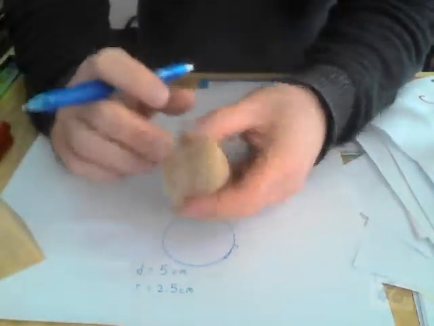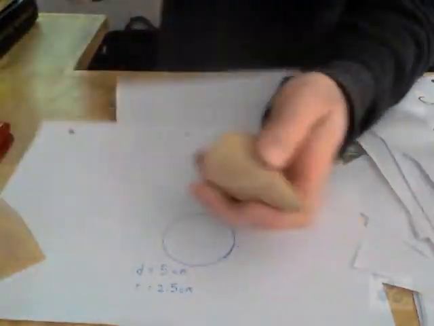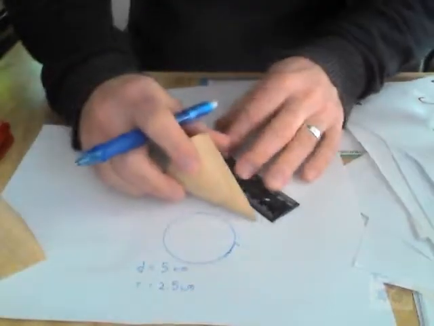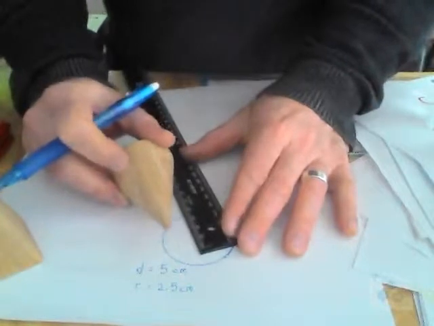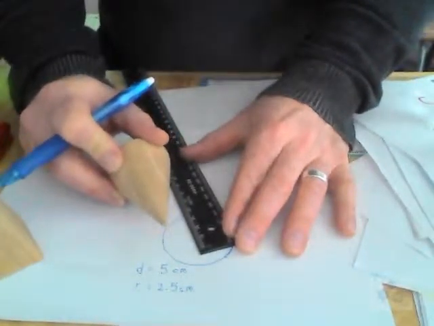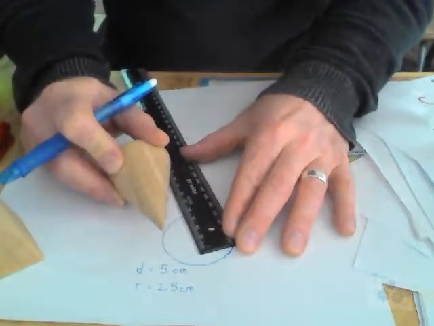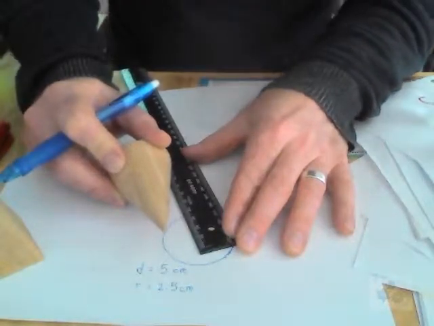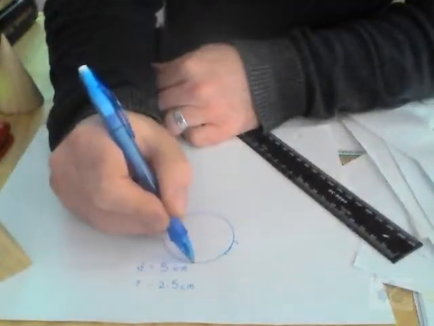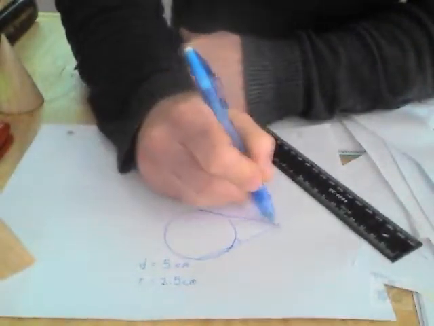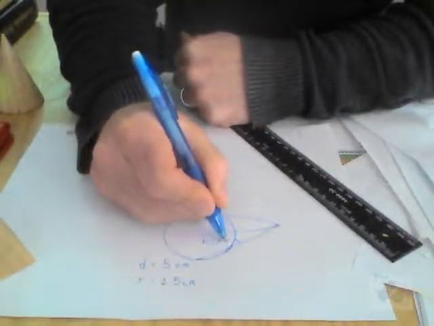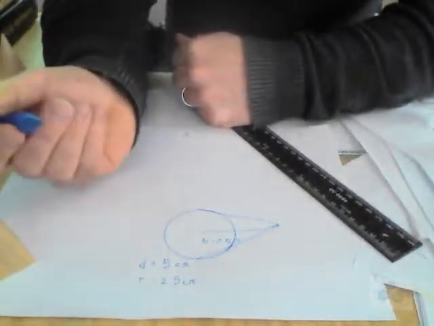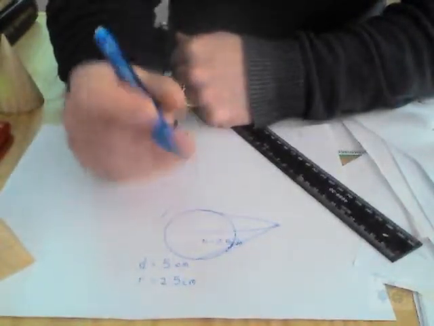So what we're going to do is I'm also going to measure the height here of this cone. So the height of the cone is going to be exactly 7.5. That's the actual height. Yep. Okay, so the height is 7.5 centimeters, of course.